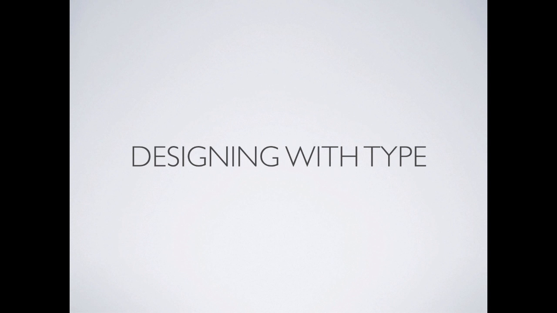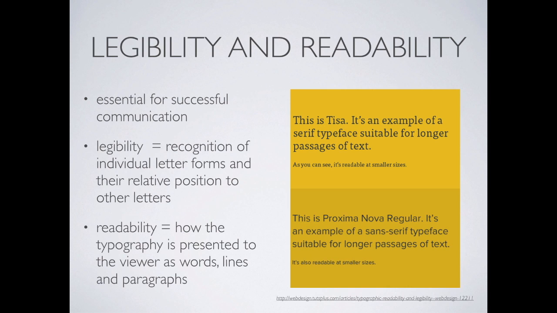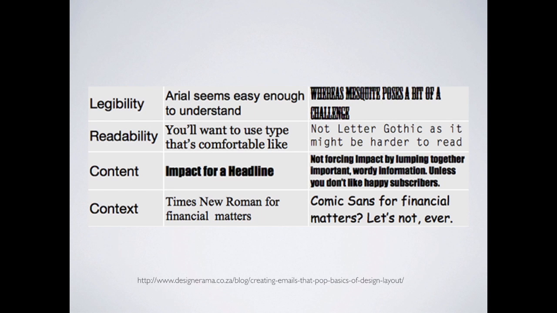So when we start to design with type, we have to think about several different factors in this. We have to think about legibility and readability. If these two aren't met, nobody's going to want to read whatever it is that you designed. They're not going to work with whatever you design. It's essential for good communication. Legibility refers to the recognition of individual letters, and readability is how the typography as a whole is presented in terms of lines, pictures, and paragraphs. So we want both legibility, individual letter forms, and readability, how it flows as a paragraph or as a sentence.